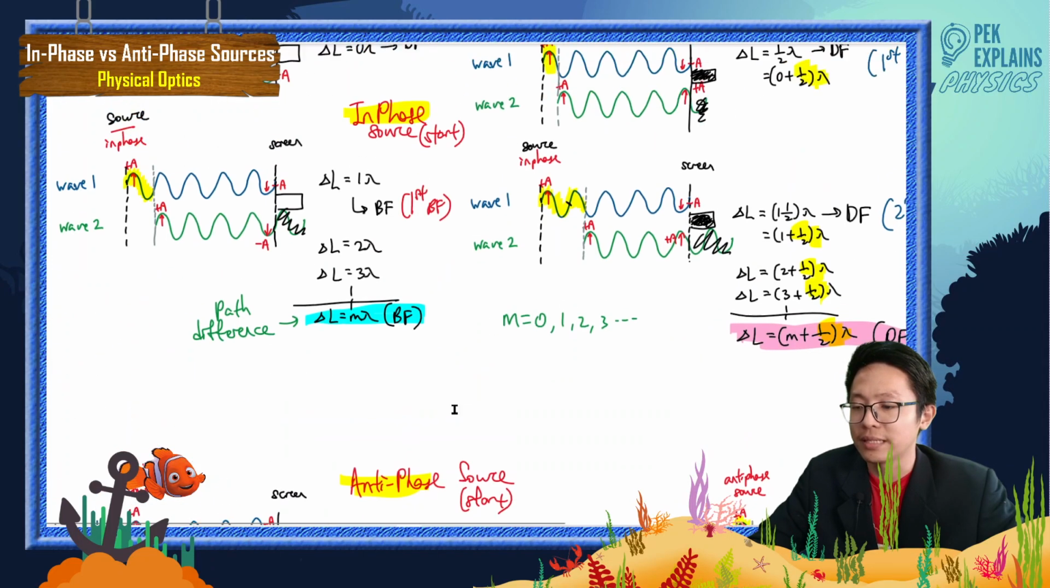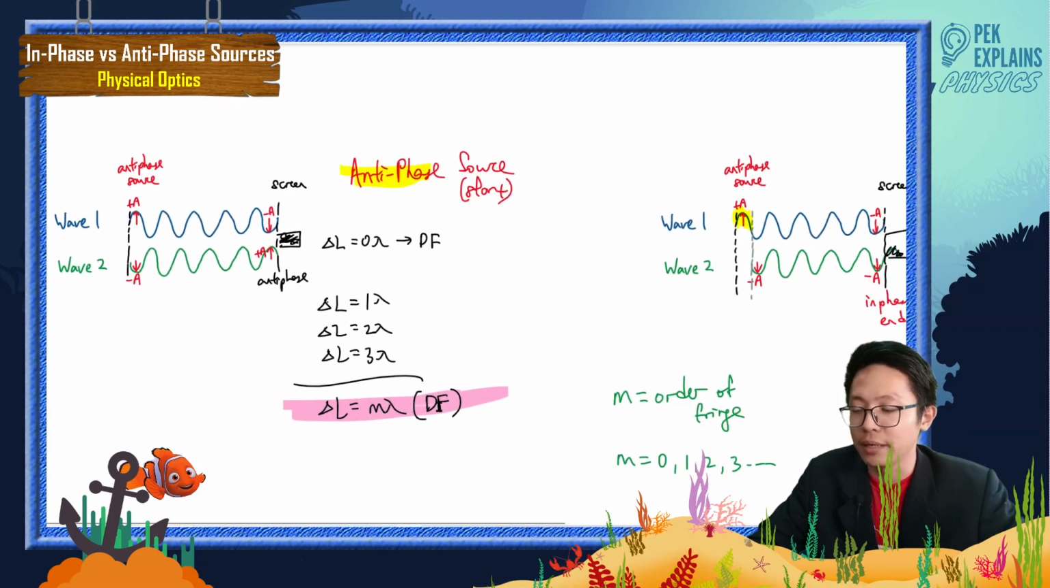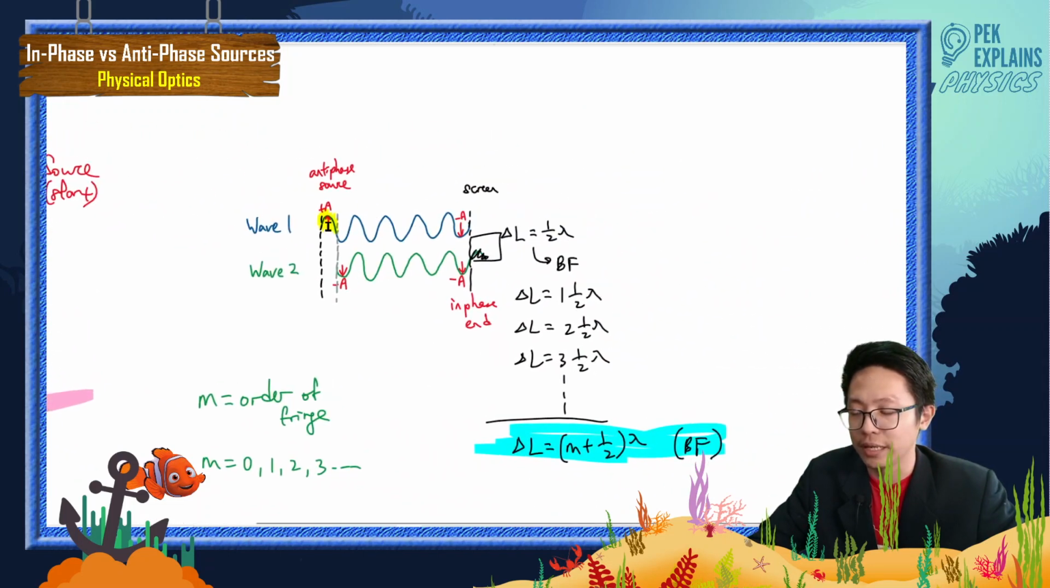m lambda, last time m lambda is for bright fringe. For in-phase source, m lambda is for bright fringe. Now m lambda is for dark fringe for antiphase. But how about the next one? Like this one, you see, I start off with antiphase. The first wave has extra distance of half lambda. So the path difference is half lambda.